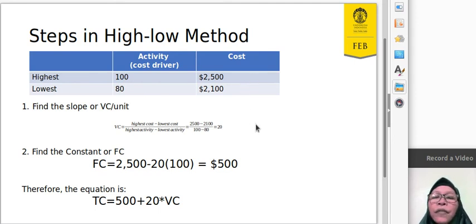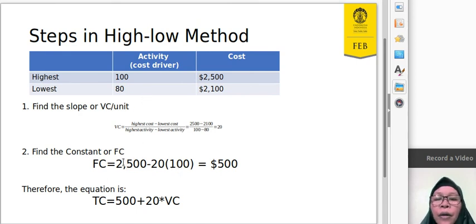The first step is to find the variable cost per unit, or the slope of the function. The variable cost per unit is the difference between the highest and the lowest cost divided by the difference between the highest and lowest activities. Then we find 20 as the result, so $20 per unit is the variable cost per unit. Next step is to find the fixed cost.